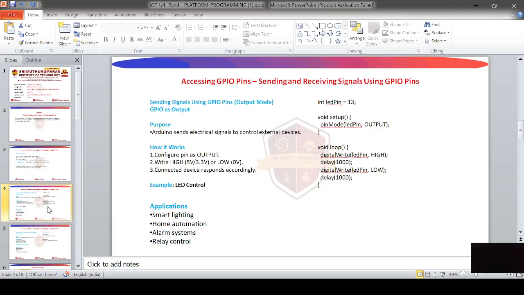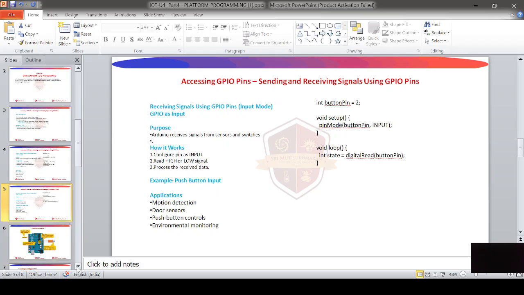Then delay, which means a gap has to be given. 1000 means 1000 milliseconds, 1 second. Again digitalWrite(ledPin, LOW). LOW means no voltage, zero voltage, so the LED will be off. Again delay of 1000 milliseconds, that means 1 second. This keeps running, so the LED goes HIGH, LOW, on, off, on, off. Thus we have seen GPIO pins acting as output.